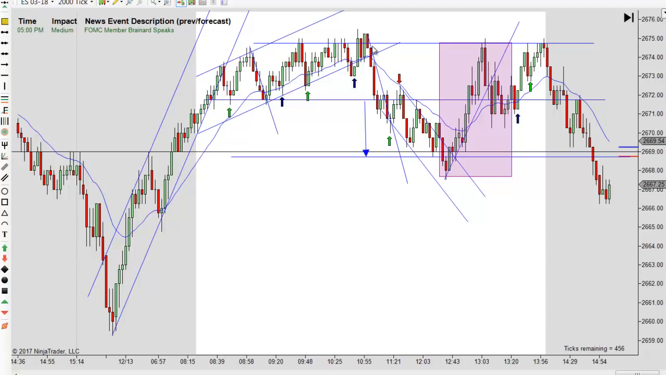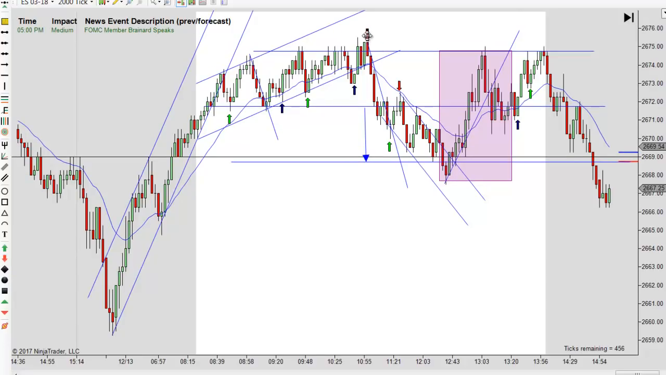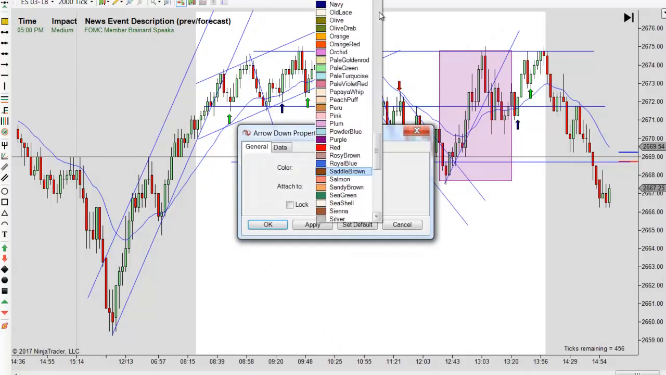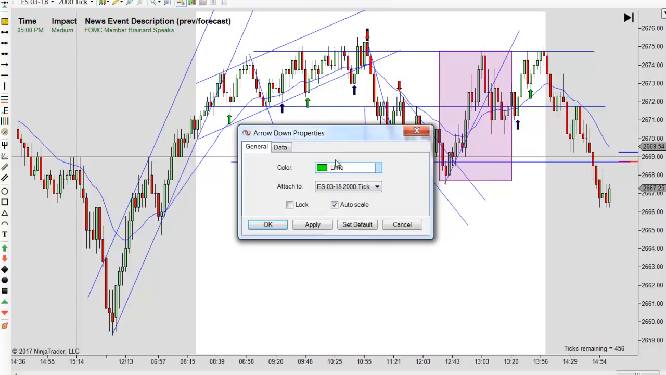And you might have considered going short here. I didn't mark that one. I'll mark that one green as well, because it is a lower high and it's a very bearish bar. But hang on until I get back to it. But I'll mark it green.